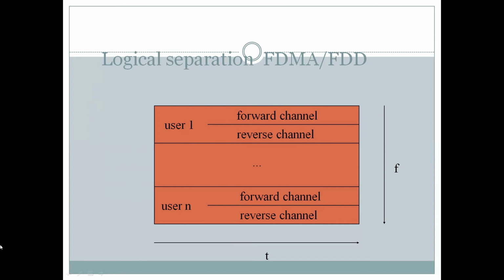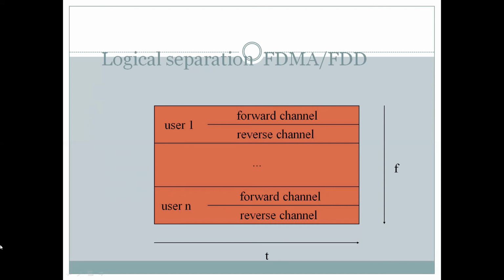So on your screen you can see the x-axis in terms of time and the y-axis in terms of frequency. The users are divided in frequency because it is frequency division duplexing or multiple access. So users are divided in terms of frequency band. Each frequency band is further divided in terms of a forward channel and a reverse channel. So there is a division on the y-axis only. There is no division on the x-axis. That's why it does not divide the time domain, it divides the frequency domain.